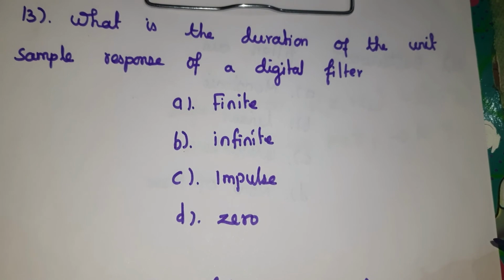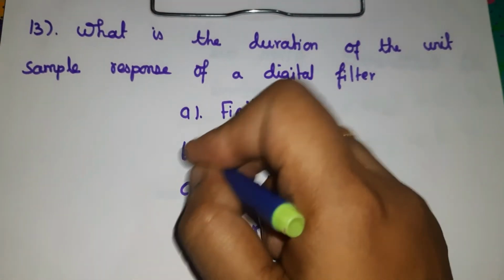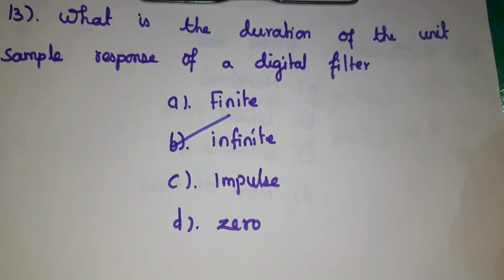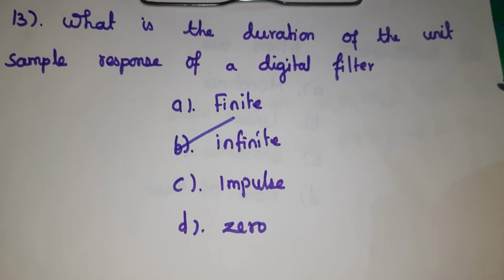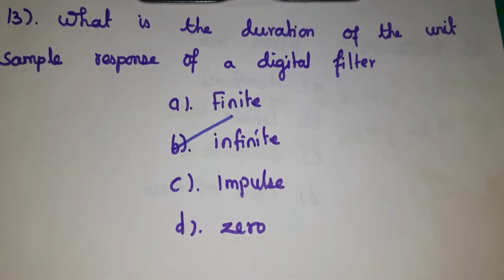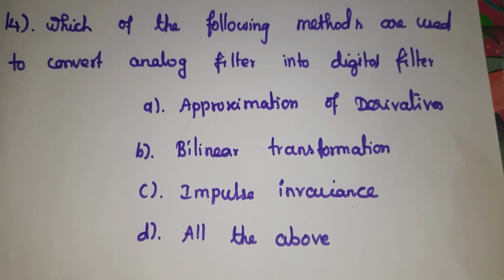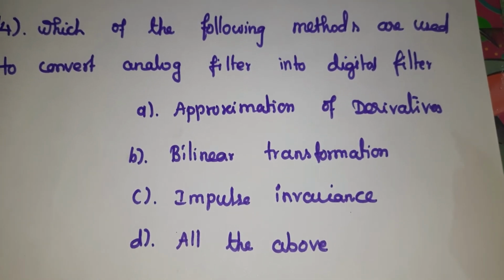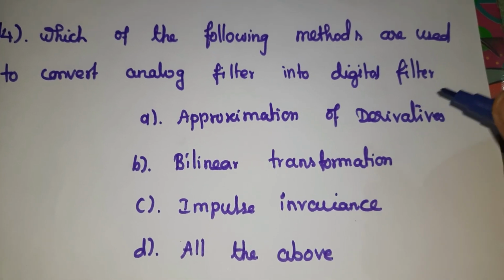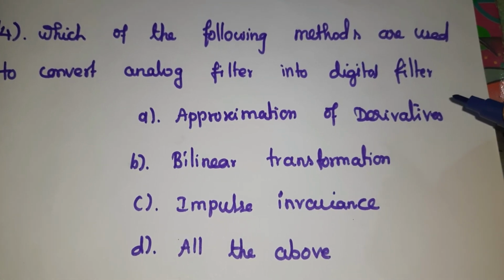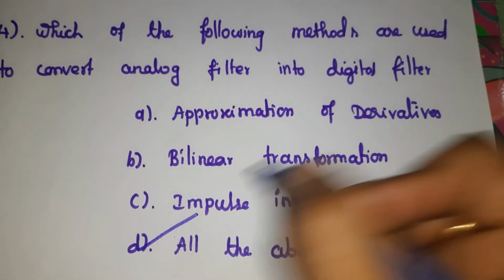13th question, what is the duration of the unit sample response of the digital filter? That is infinite. The response of the unit sample in a digital filter is infinite. B is the answer. And 14th question, which of the following methods are used to convert analog filter into digital filter? All these three methods are used: approximation of derivative, bilinear transformation, impulse invariance. So the answer here is B, all the above.